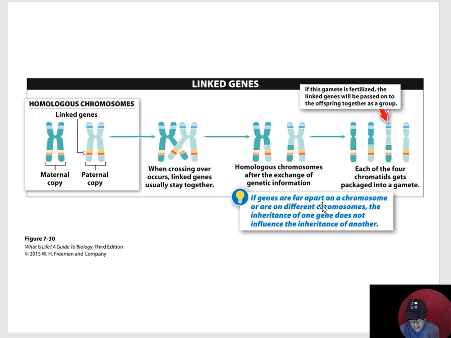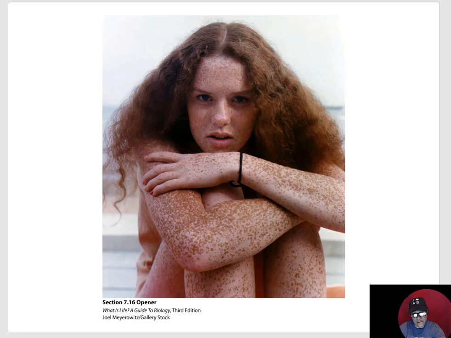If genes are really far apart on a chromosome, or on different chromosomes, the inheritance of one gene does not influence the inheritance of another. But we can have linked genes, which means that during recombination, they will usually stay together. That means that typically we'll see different phenotypic expressions happening together. Red hair and freckles. Those 2 genes are linked, they move together. That's really all that means. Super simple. We've seen it before.